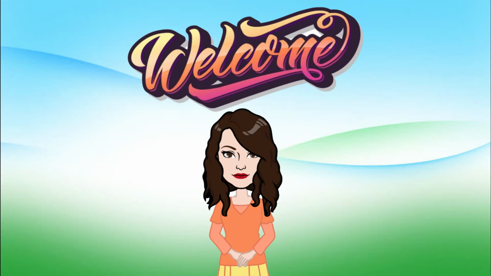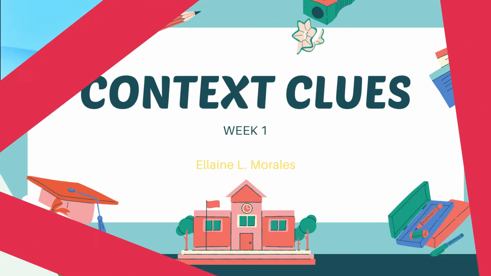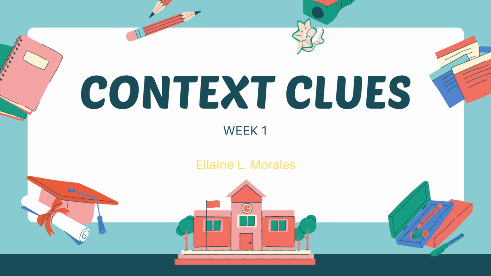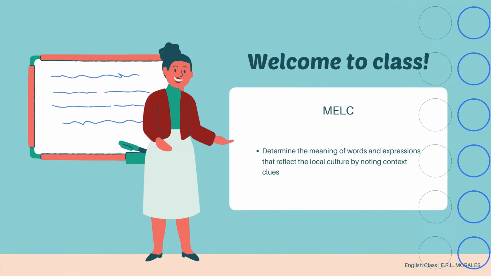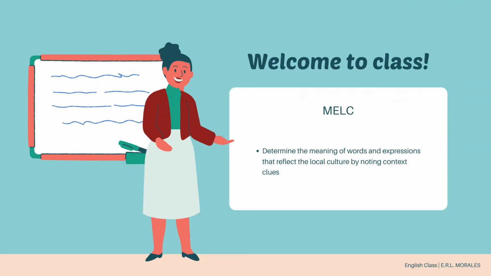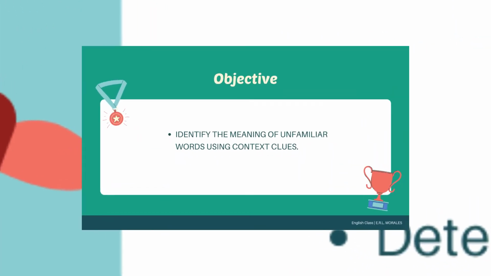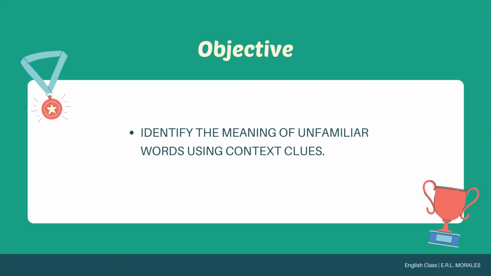So, this is Ma'am Elaine Morales, and for this week, we will talk about context clues. Our most essential learning competency for this week is to determine the meaning of the words and expressions that reflect the local culture by noting context clues. Our objective for this week is to identify the meaning of the unfamiliar words using context clues.